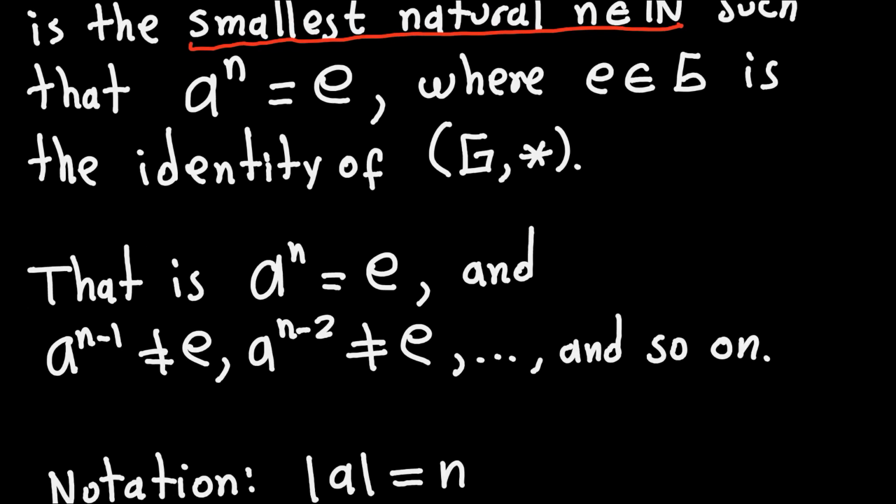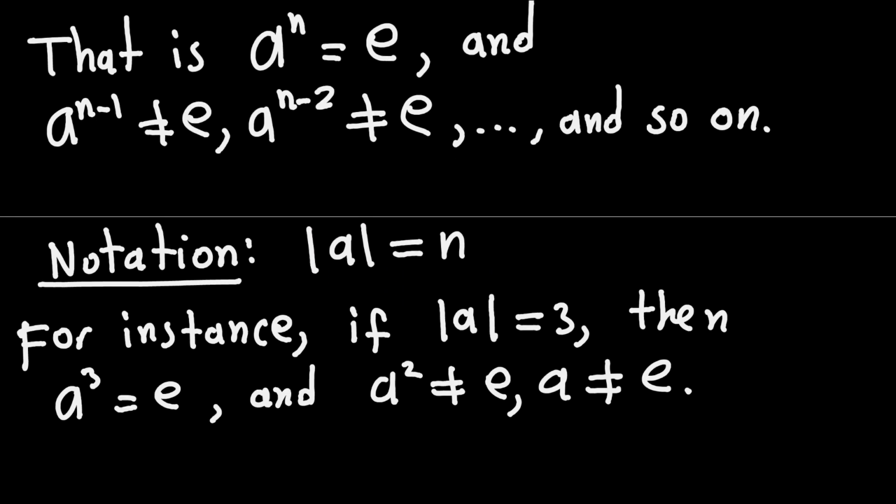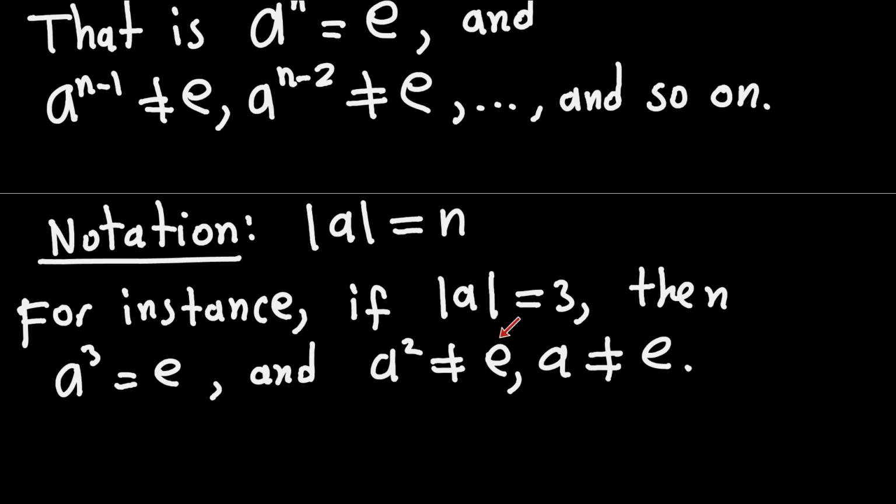Let me emphasize that again. What that means is a to the n will be the identity, and anything below n will not give you the identity. What I mean is a to the n minus 1 is not the identity, a to the n minus 2 is not the identity, and so on. The notation we use is bars of a, and bars of a equals n means that the order of a is equal to n. For instance, if the order of an element is 3, that means a cubed is the identity of the group, a squared is not the identity, and a is not the identity. So 3 is the smallest exponent for which that power of a gives you the identity. That's a review of what the order of an element in a group is.